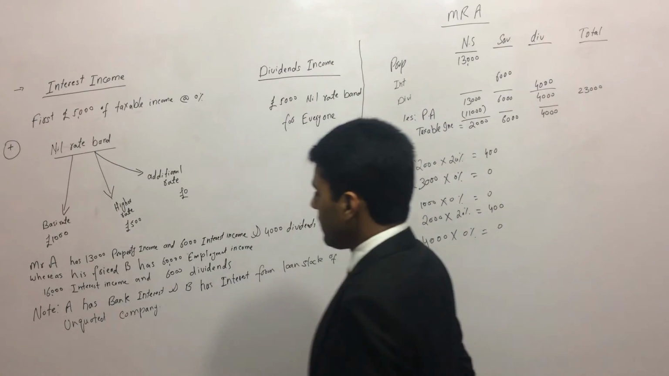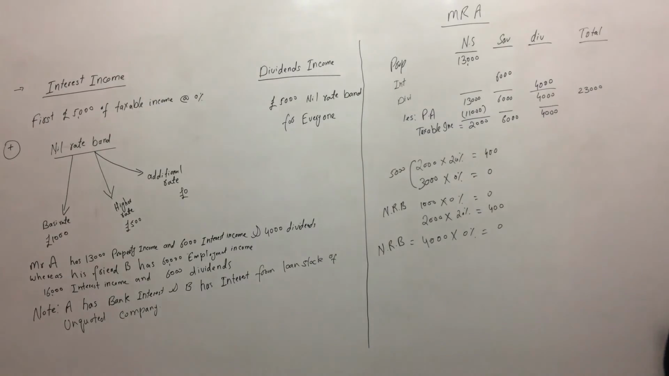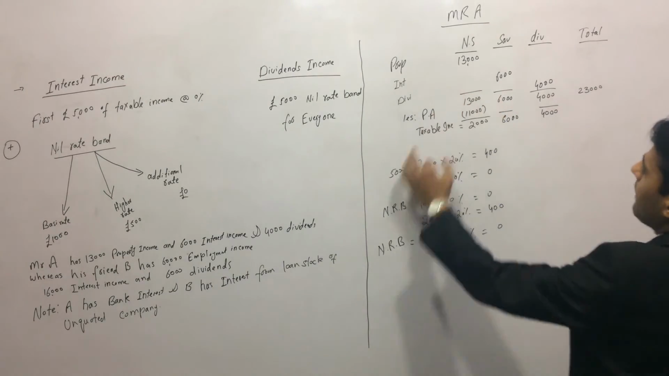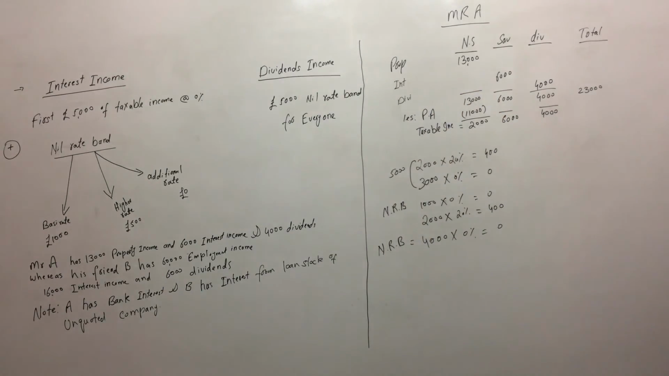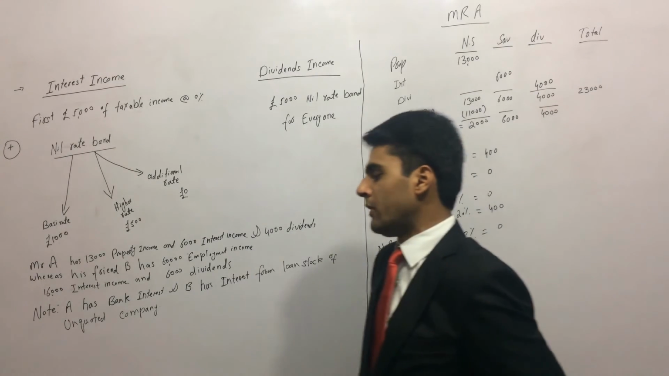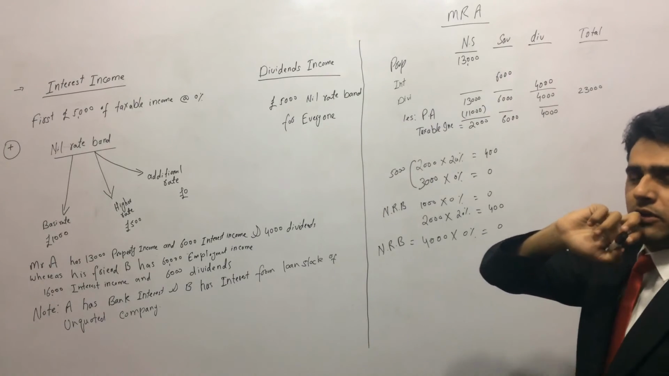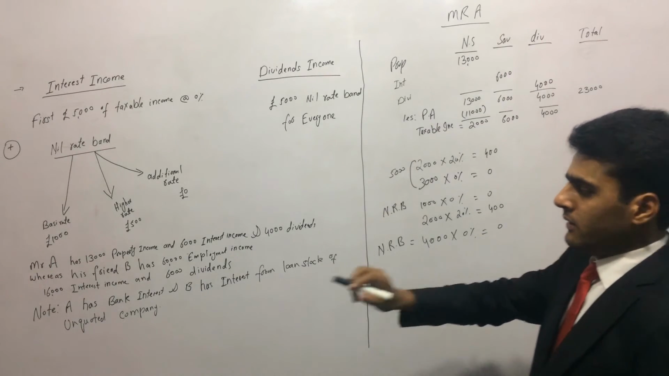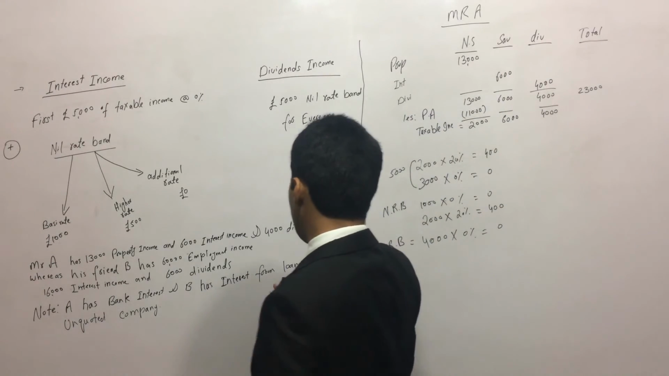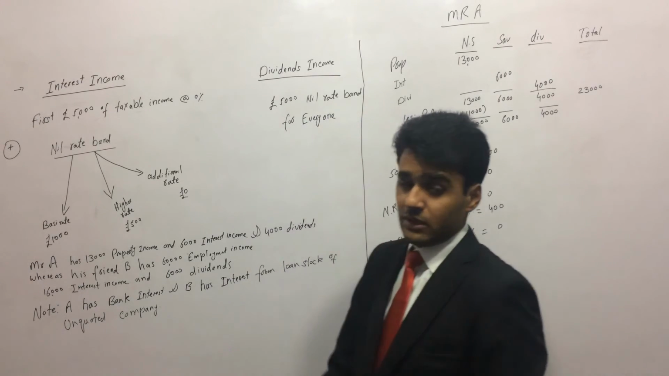Whereas his friend Mr. B has got £60,000 of employment income. So employment income, we'll just write down here, employment income of £60,000. Then he has got £16,000 of interest income. So I will go ahead and put £16,000 under the savings income.